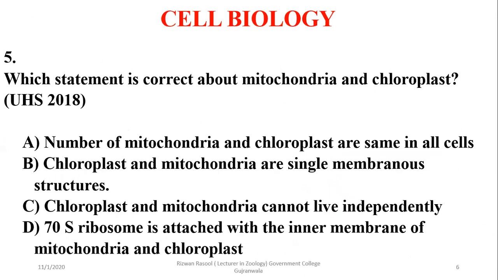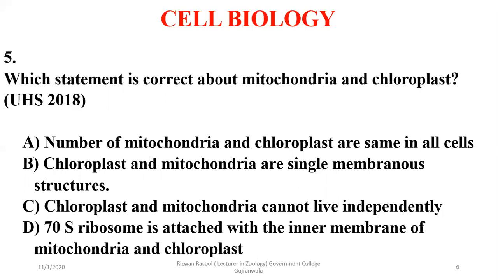Number 5, which statement is correct about mitochondria and chloroplast? The number of mitochondria and chloroplasts may vary. That's why alpha is not the answer. Chloroplast and mitochondria are double membranous structures. That's why beta is not the right option. But Charlie, chloroplast and mitochondria cannot live independently. Once they were capable of doing that, but now through a long evolutionary history, they have developed endosymbiosis with other cells. That's why they're living within the cells of plants and animals. Charlie is the right option.